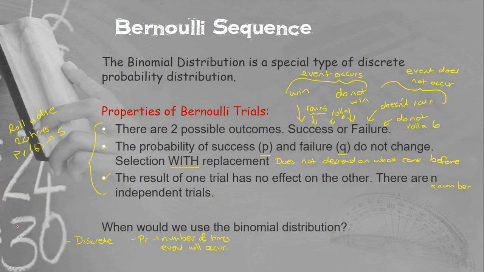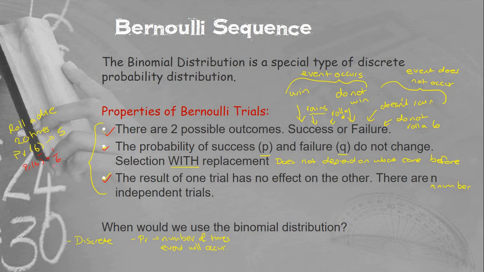If we think of our different properties, only 2 possible outcomes, success or failure. Well, that one fits. We could get a 6 or not a 6. Probability of success and failure do not change. Well, probability of getting a 6, each time I roll the dice, the chance of getting a 6 will be 1 over 6. That's not changing. The result of one trial has no effect on the other. Well, that fits because it doesn't matter what happened the first time I roll the dice. The second time, I still have a 1 out of 6 chance in getting it.